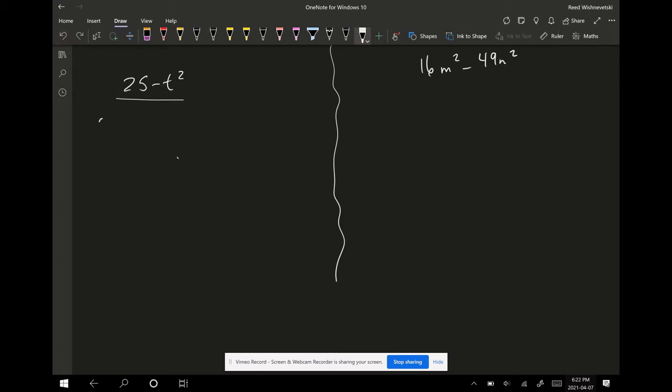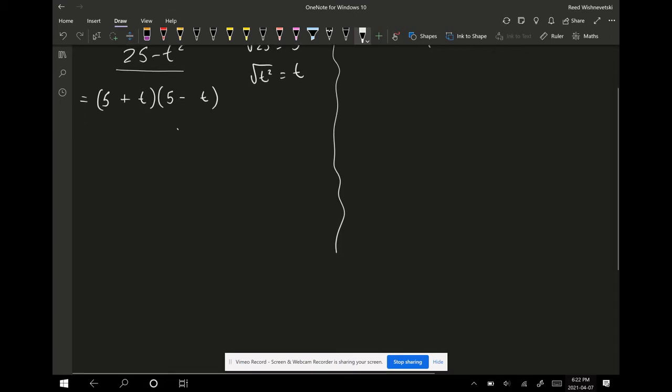Okay, so all we're going to do, we're going to set up our two brackets, and we're going to take the square root of 25, which is going to give us 5. So we can go ahead and plug that into the front of our brackets. And then we're going to take the square root of t squared, which is going to give us t. So we're going to throw a t over here and a t over here. And now all we're going to do for signs is you're going to have a plus 1 and a minus 1. And I'll show you why that's important here real quick.